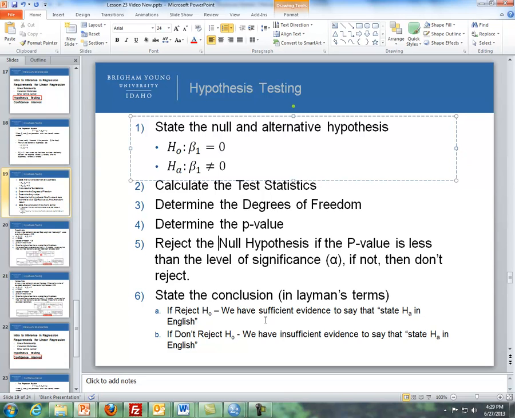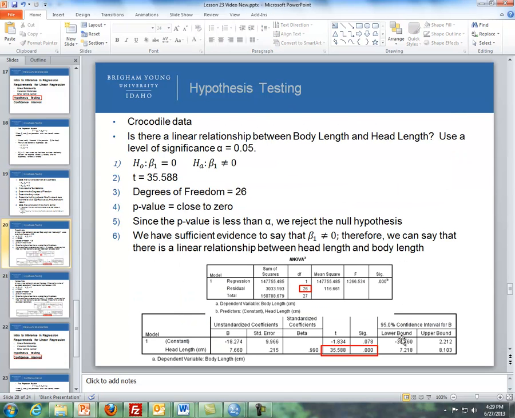If we reject the null, we have sufficient evidence to say that, and then we state the alternative in English. If we don't reject the null, we have insufficient evidence to say that, and then we state the alternative in English. Okay? So now, here's an example with the crocodile data.